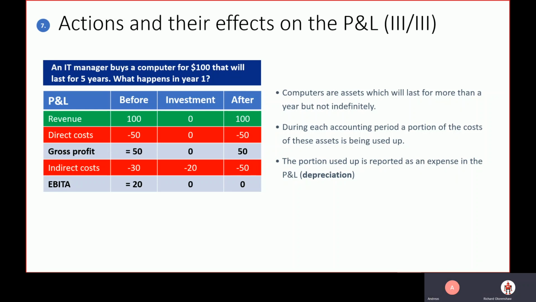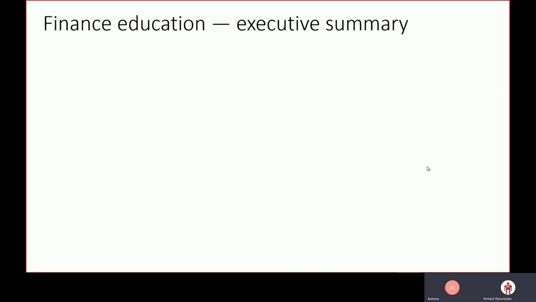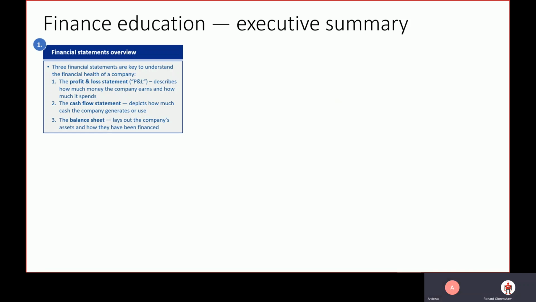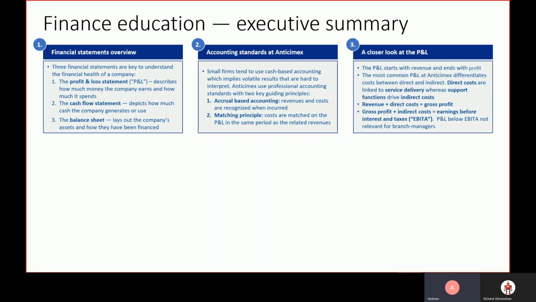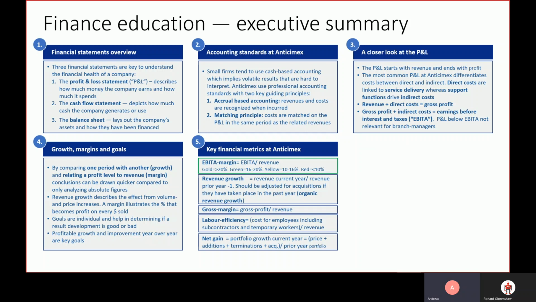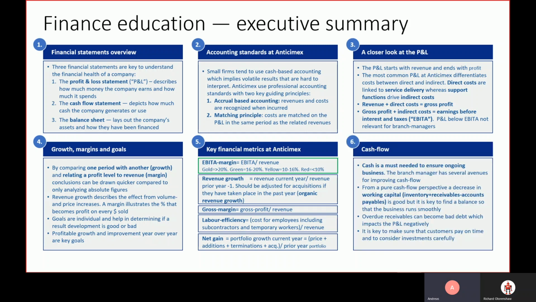Yes. Very good. Thank you. So that brings us to the summary. We have the executive summary. So we've got these key points here. Perhaps you could highlight these key points for us, please, Andreas. Yeah, so what we've been covering is the financial statements overview, a closer look at the P&L, growth margins and goals, key financial metrics, cash flow and accounting standards we haven't really touched upon. But the most important parts have been covered in terms of the P&L and a couple of examples which have highlighted your effects on your P&L.